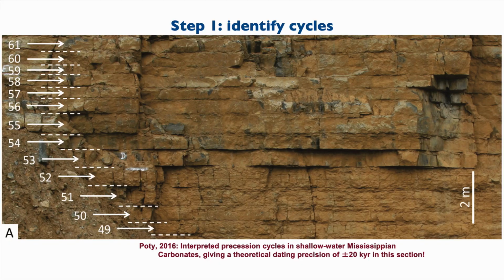So the first step is to identify cycles. And I show you this beautiful example here, which actually comes from relatively shallow water deposit, basinal deposits in the Mississippian carbonates. So that's a North American record. And the point here is that you see bedding and that these beds have been interpreted by the author as representing precession cycles. Now you know that a precession cycle is about 20,000 years. So assuming that the authors are correct and that this is a complete record of precession, what's amazing is you're looking at Carboniferous sediments, but Carboniferous sediments that you can date with a precision of plus minus 20,000 years.